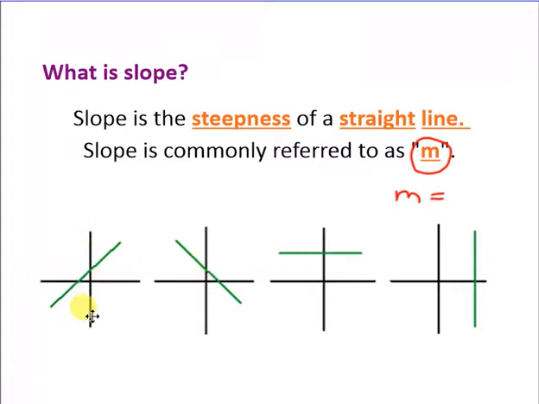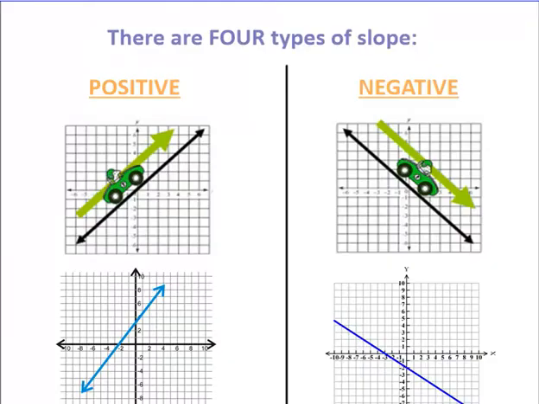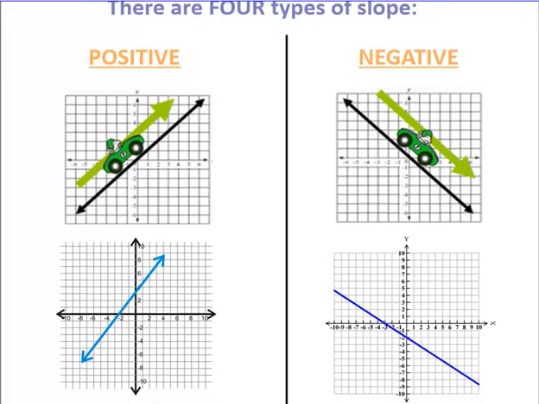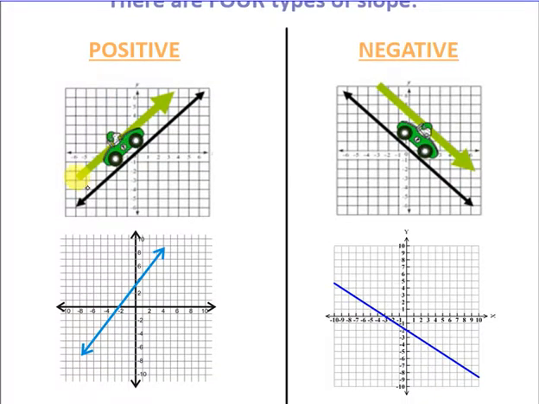Now, the black lines are just your x and y axis, and then your green lines are just examples of different types of slope, and we're going to look at each one of those now. All right, so first of all, there's 4 different types of slope. The first type of slope is positive. These are 2 different graphs of positive slope here.